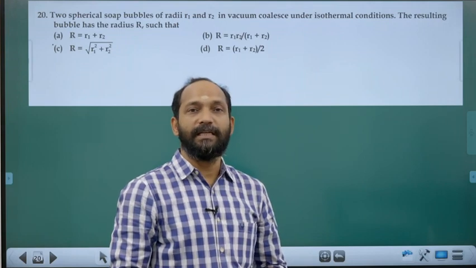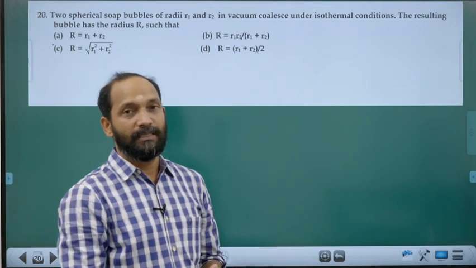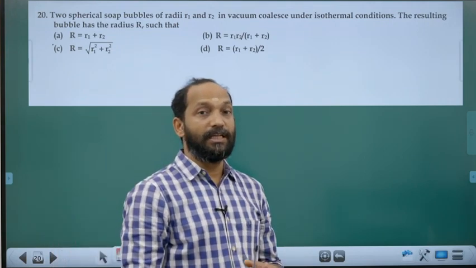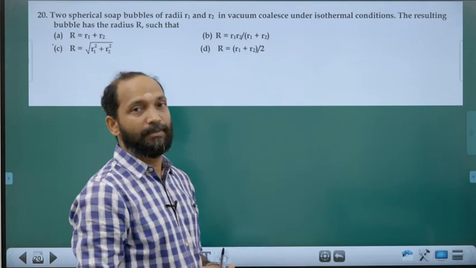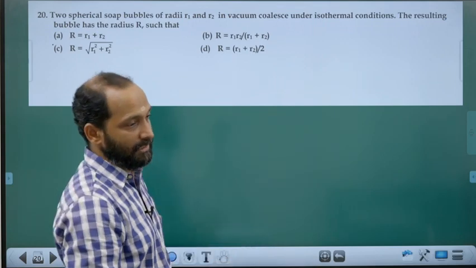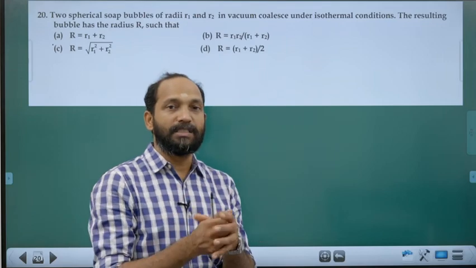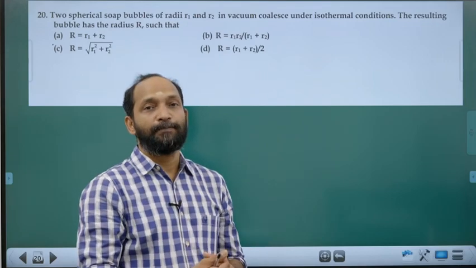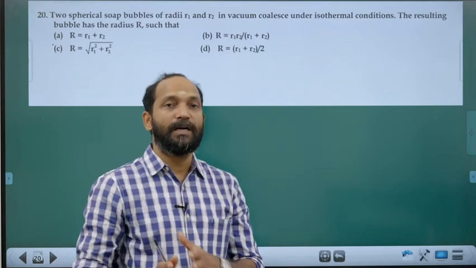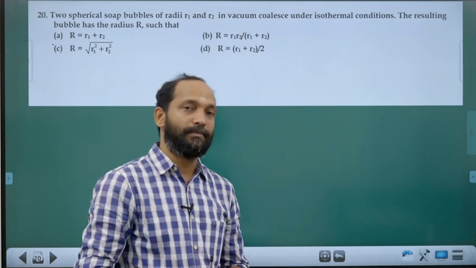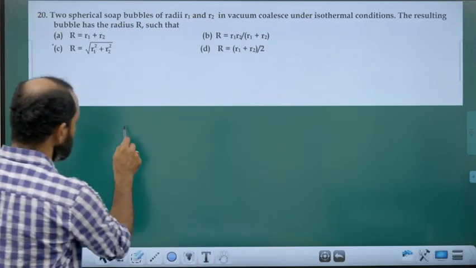The resulting bubble has a radius. How do you solve this? Here the process is an isothermal process because the temperature is a constant. Two soap bubbles merge together to form a big one. There is no loss of mass of air inside, and the temperature is constant, so we can use Boyle's law here.